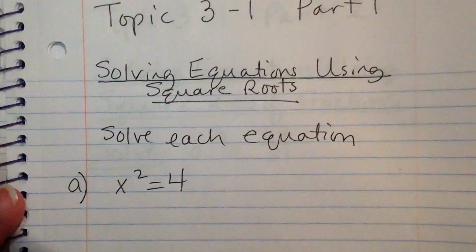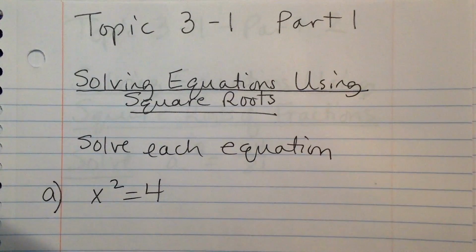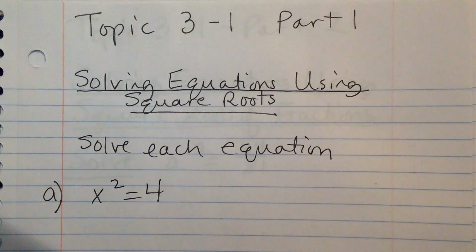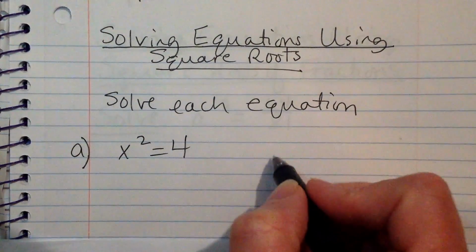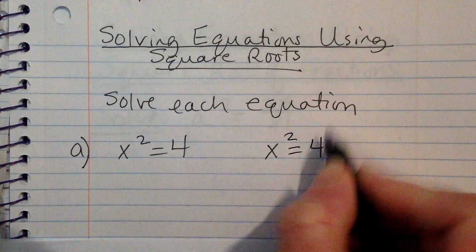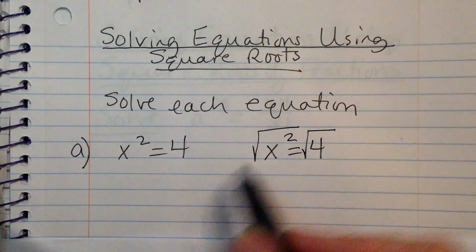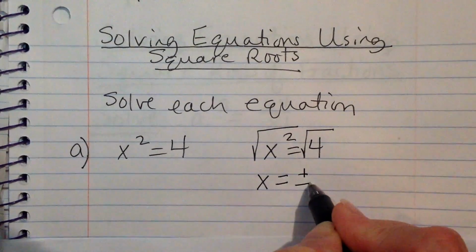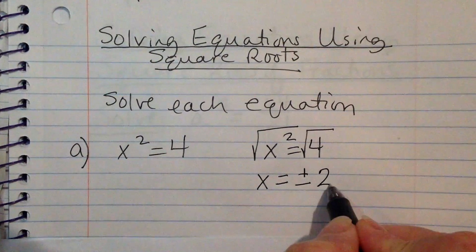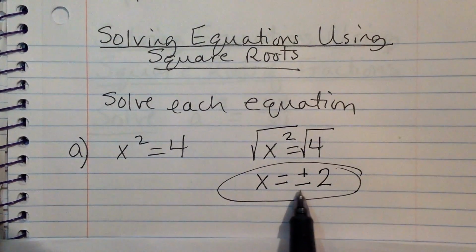So let's look at a few more examples from topic 3-1, part 1. Solving equations using square roots. The first thing we must do is take the square root of both sides. Take the square root of both sides. The square root of x squared is x equals plus or minus the square root of 4, which gives you 2. Therefore, your answer is positive 2 and negative 2.